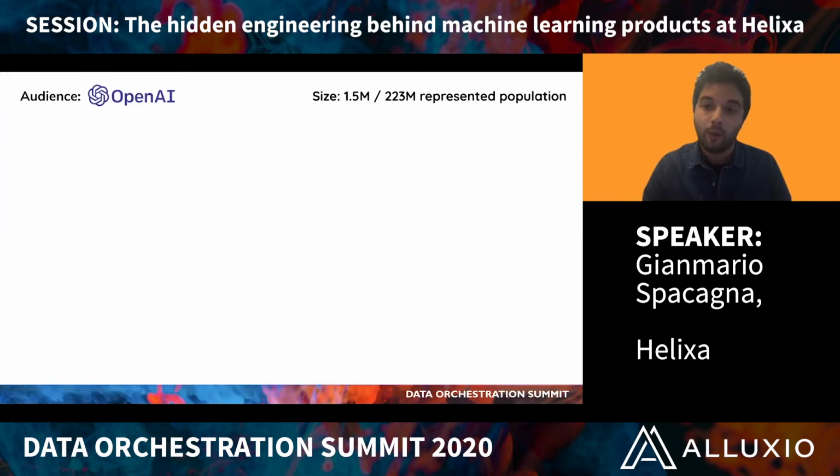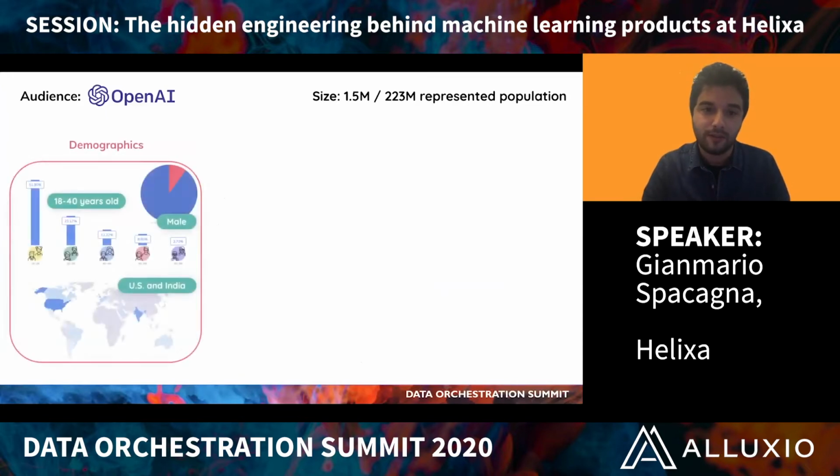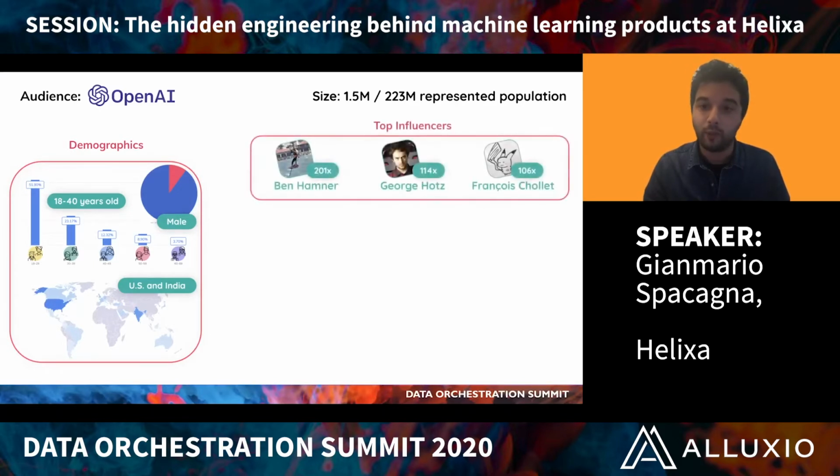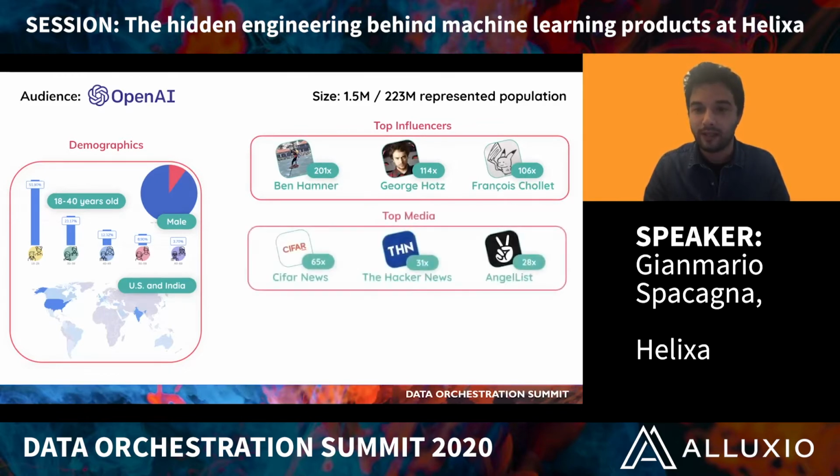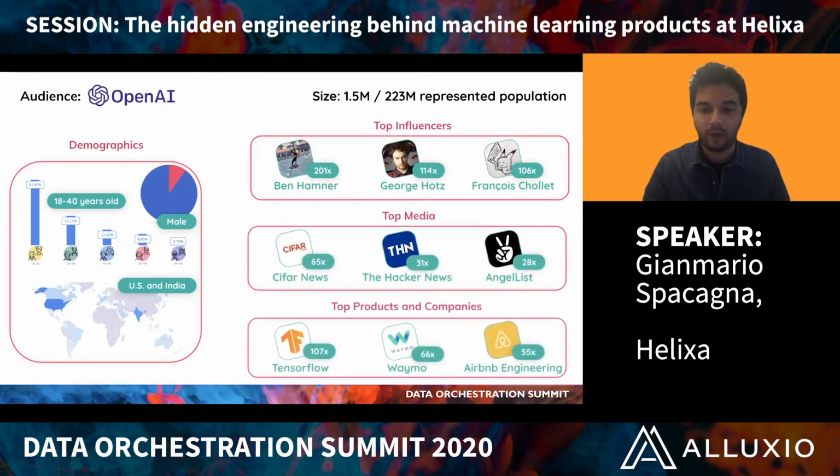And what the platform will provide you is a list of demographics distributions. So we can see that this audience is between 80 and 40 years old, is mostly male, and is located in US and India. In addition to demographics, we will also calculate who are the top influencers based on affinity scores. And we will also do the same for getting the top media and the top products and companies. So this is the output of the real-time analytics application on Helixa.